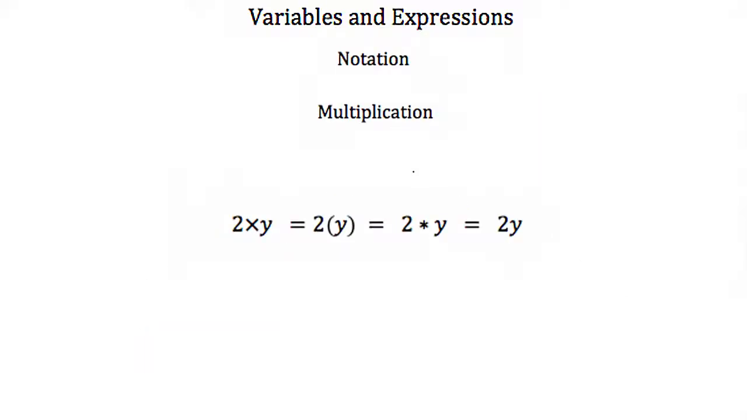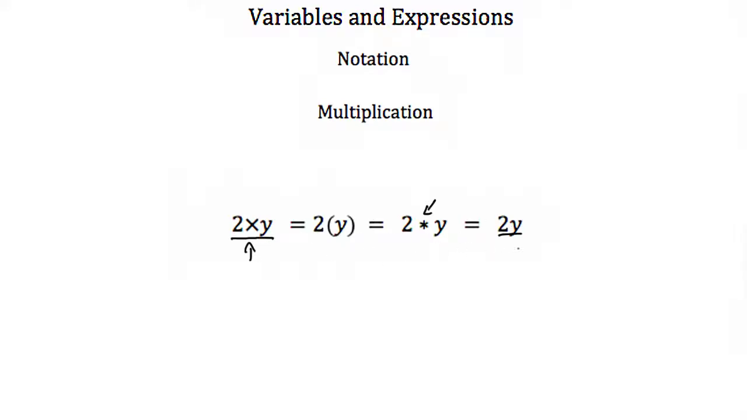There's an important thing to realize with algebraic expressions, and that is the way we write multiplication. In algebra, we don't write multiplication as 2 times y like we're used to. We usually write it with 2 and y in parentheses, or 2 with this asterisk next to a y, or often we just write it as 2y. All 4 of these expressions mean the same thing. They all mean 2 times y.